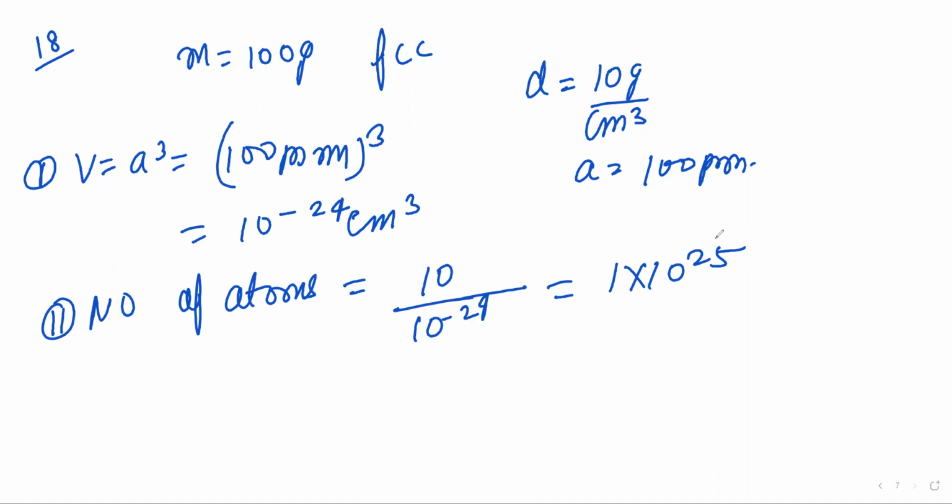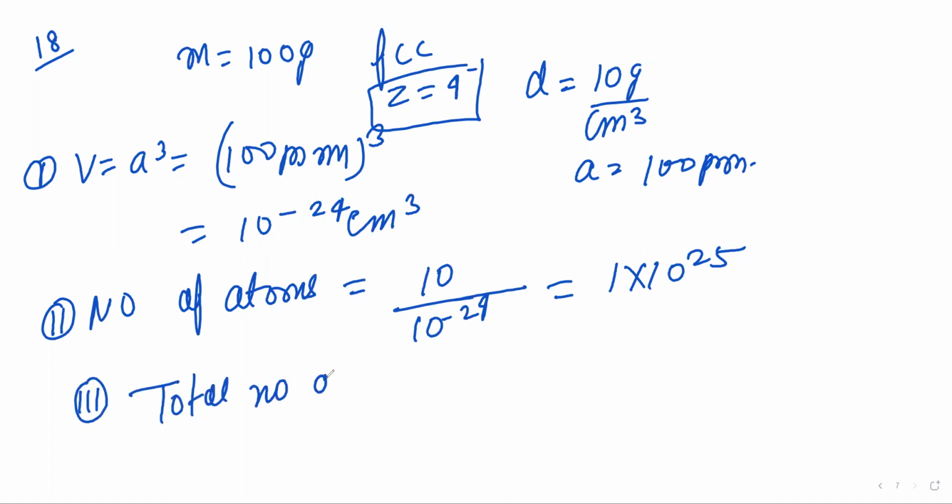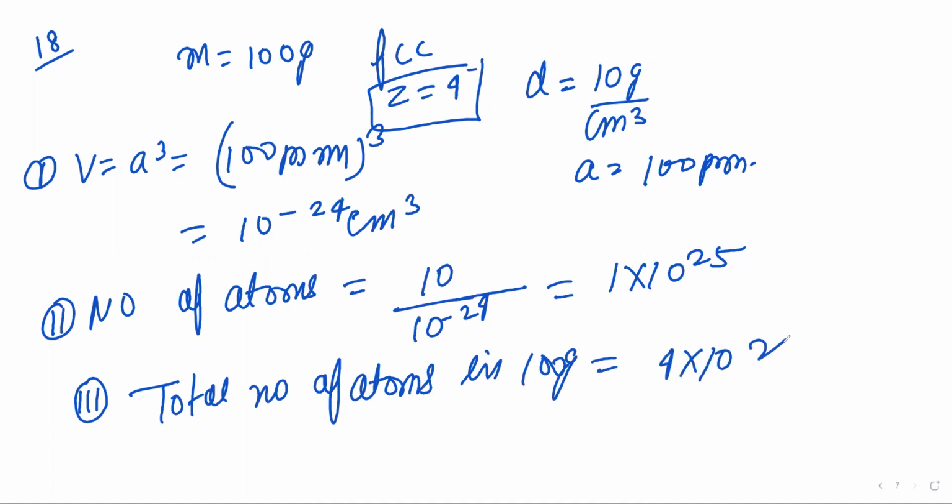Since FCC contains 4 atoms per unit cell, right? So in FCC, Z is equal to 4. So this is for the one atom. So total atom is 4, no? So total number of atoms in 100 gram is equal to 4 into 10 raised to 25. So it will be 4 into 10 raised to 25. So please write this one.